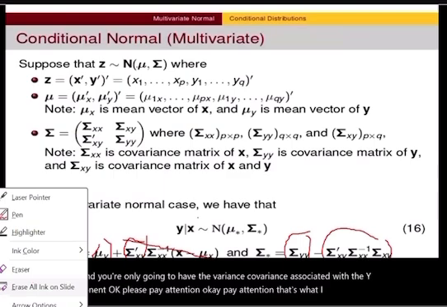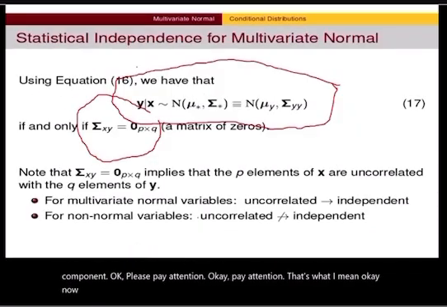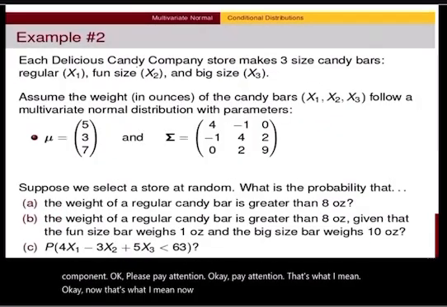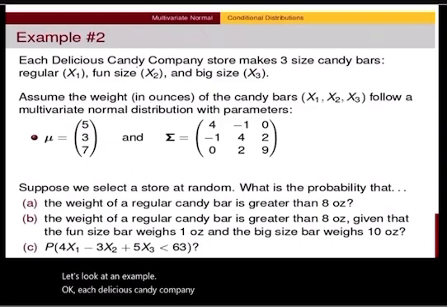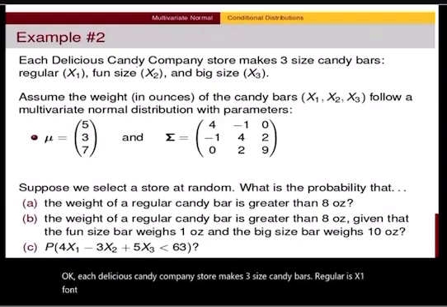Okay, now, that's what I mean. Now, I want us to go into an example. Let's look at an example. Each Delicious Candy Company store makes 3 size candy bars. Regular is X1, mid size is X2, and big size is X3. Assuming the weights in ounces of the candy bars X1, X2, X3 follow a multivariate normal distribution.